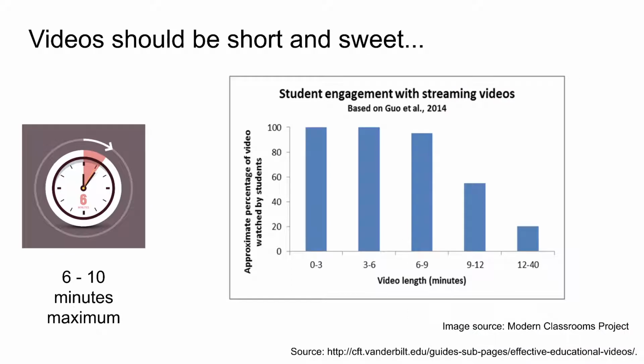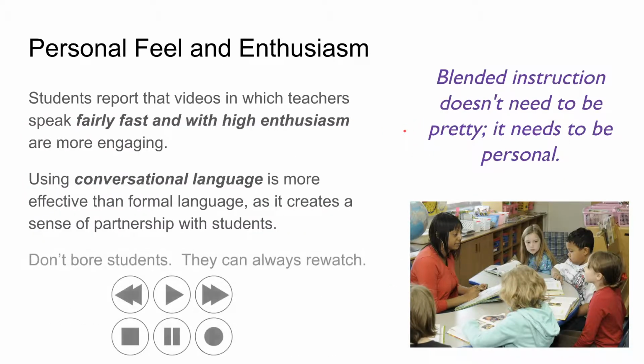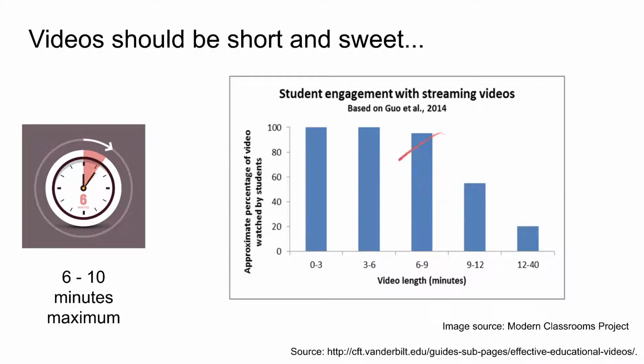Now, here's the deal. Videos should also be super short, way shorter than what I'm currently doing right now. So sorry. Anyway, aim for somewhere between 6 and 10 minutes. We have some studies that say videos that are less than 10 minutes get watched significantly more than videos that are more than 10 minutes. So keep your videos somewhere between 6 and 10 minutes.